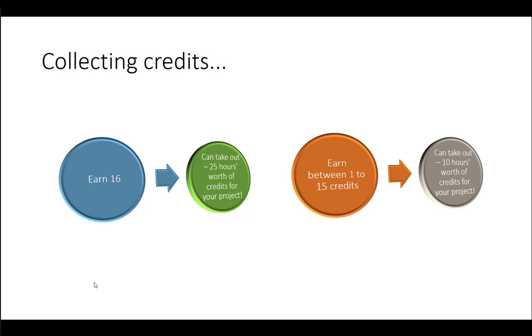And how that breaks down is that if you earn between 1 and 15 credits, then you can take out 10 hours' worth of research participation credits for your project. But if you earn 16 or more credits, that's equivalent to 4 hours, you can take out 25 hours' worth of credits for your own research project.